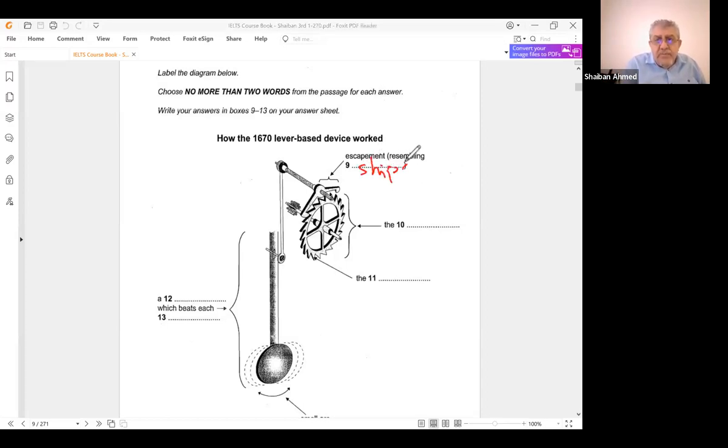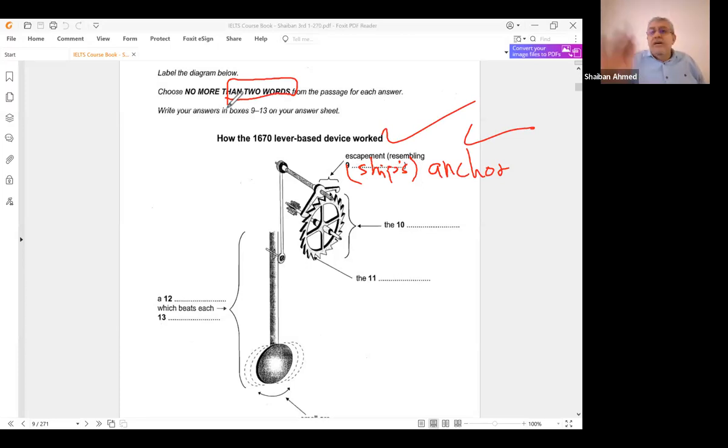If you wrote ship's anchor, I need anchor. This is the key, anchor. Ship's anchor is okay because he said no more than 2 words. So ship's anchor is okay. Anchor is okay. Okay, we finished. Then we have this device in here.